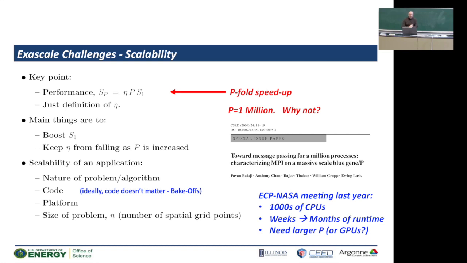The platform matters and the size of the problem matters. What really matters, as it turns out, is the size of the problem divided by the number of processors. So we should be able to get this p-fold speedup. Why not? We should be able to go to 1 million. Why not? I actually have a separate talk where I've analyzed that for several iterative solvers. I decided to not cover that today.